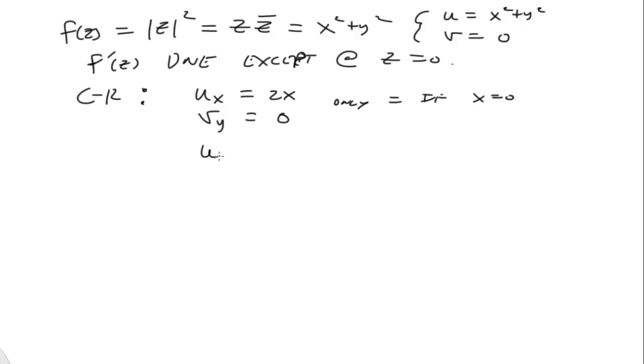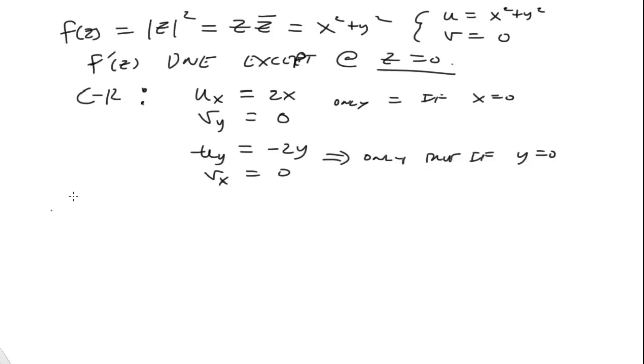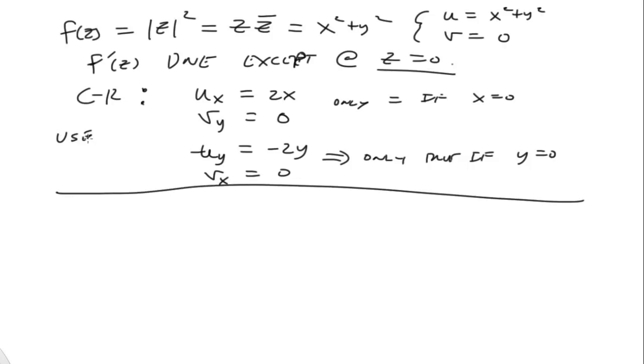The next one is negative uy is going to be equal to negative 2y. And vx, of course, is equal to 0 again, which is only true if y is equal to 0, which is precisely what we had stated. All right, so now let's try another example. And so that, of course, uses Theorem 1.